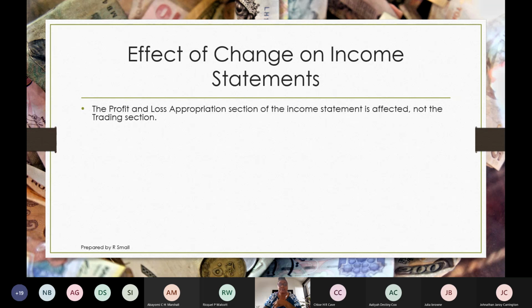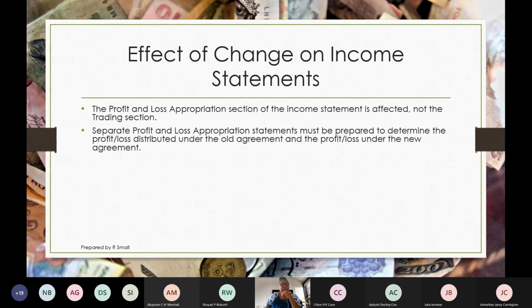Okay, so your sales are not necessarily affected, your purchases, those types of things. So it tells you that the profit and loss appropriation section, which has a section dealing with your expenses and coming down then to the appropriation account, that is what is affected, not the trading section.